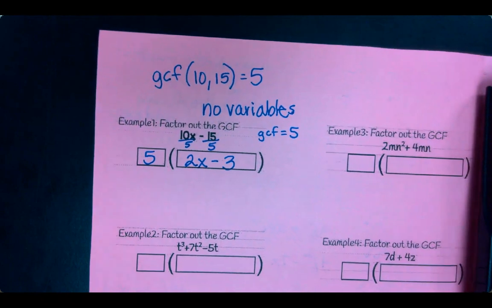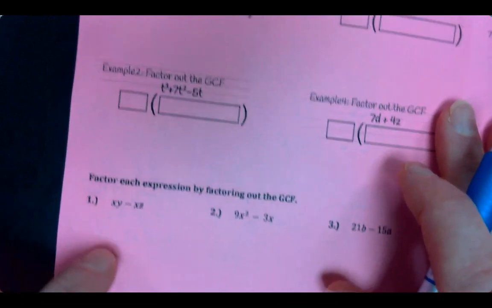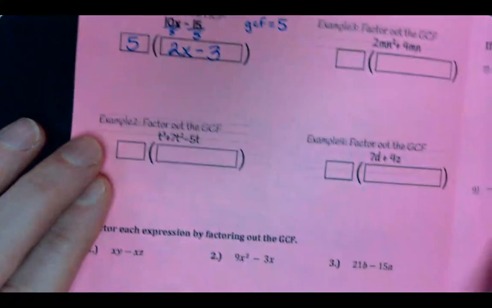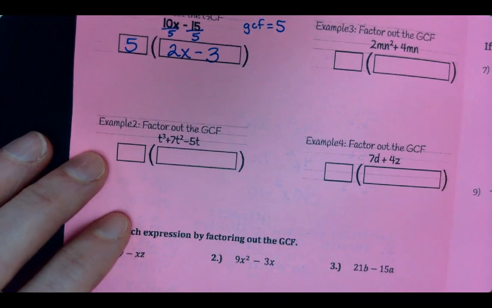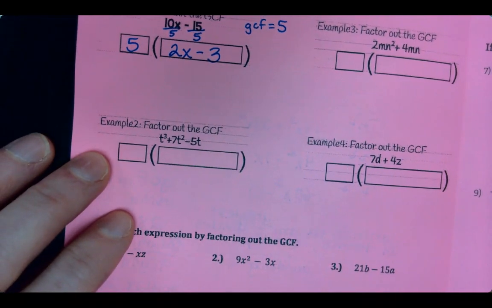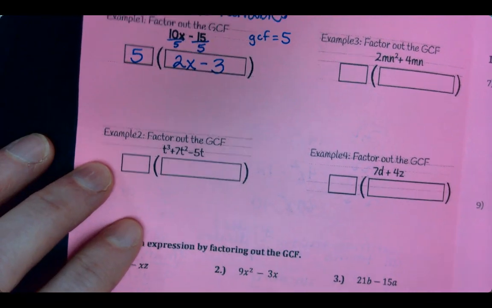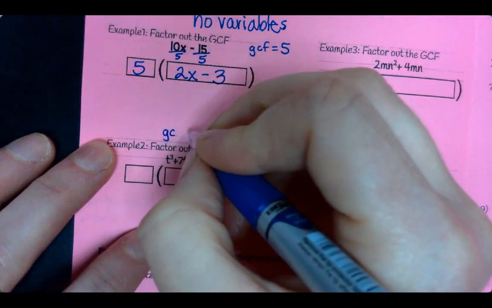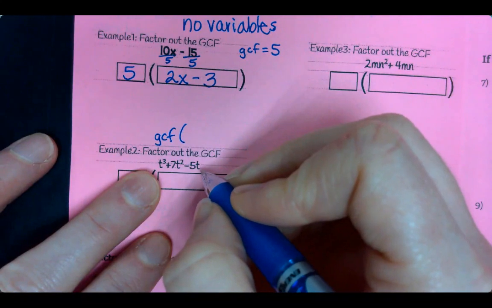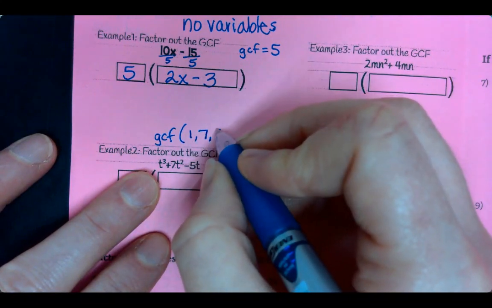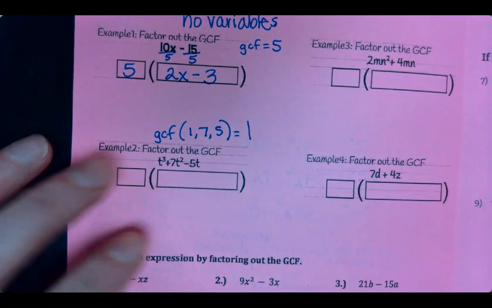So the next ones are a little different because we have some variables. But when we get down to these, I'm going to let y'all do some of those. Let's go ahead and go to example 2. Factor out the GCF. We have t cubed plus 7t squared minus 5t. So you would have to do the GCF or GCD of 1, 7, and -5. Is there anything in common with those? No, so it's 1. They don't have anything in common.